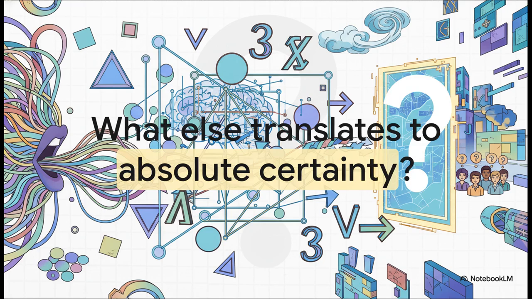If human language is so full of ambiguity, what else in our chaotic real world can we translate into the absolute, undeniable certainty of predicate logic? Keep looking for those structures in everything you read, argue, and say.